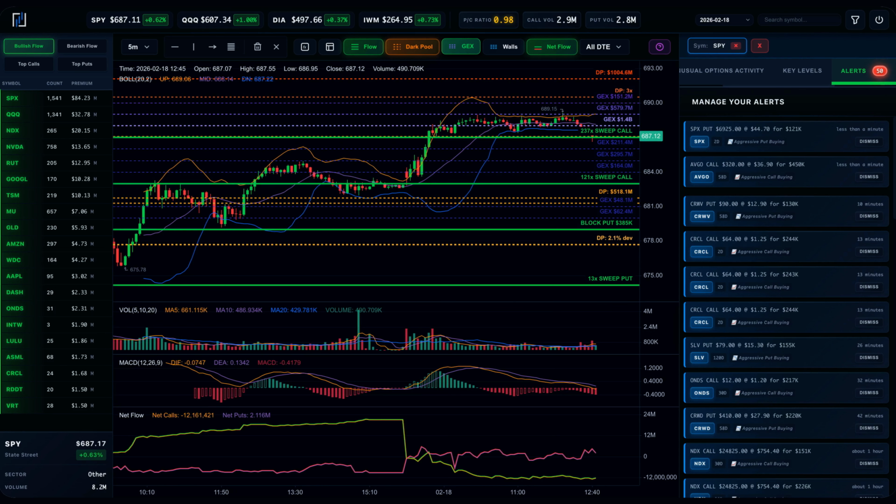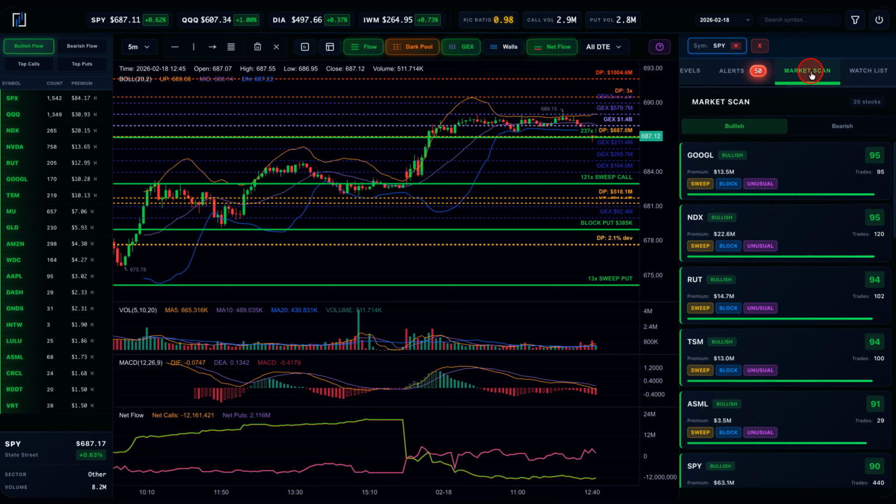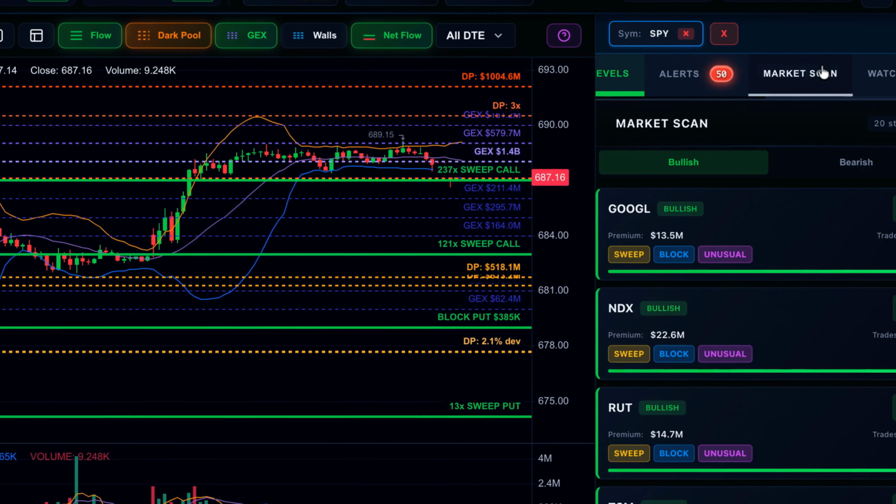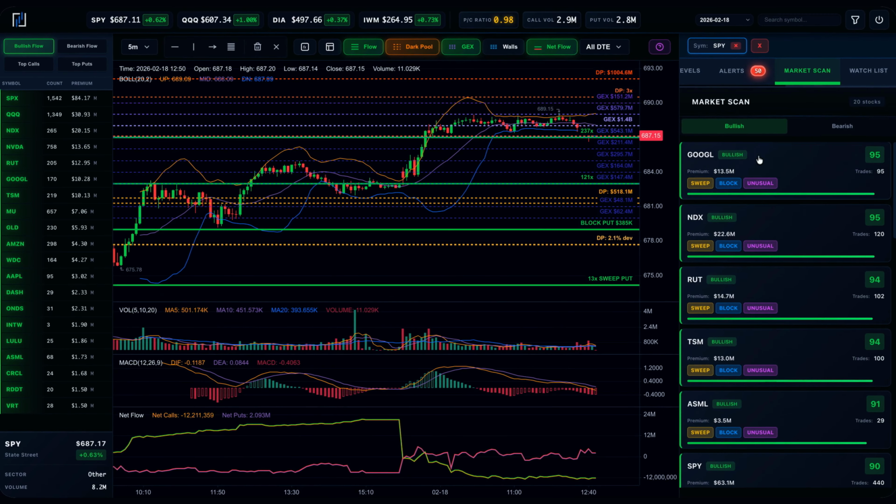There are 2 more tools to consider: Key Labels and Market Scan. Key labels list symbols that are near important support and resistance levels. Market Scan shows names with strong bullish or bearish setups. Both tools help us build our watch list and research. These are not recommendations. This is the Optionomics Terminal, the one-screen platform for real-time market monitoring.